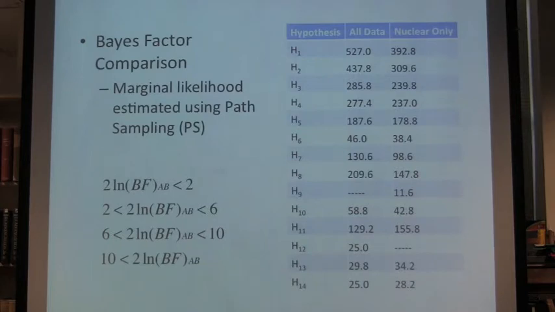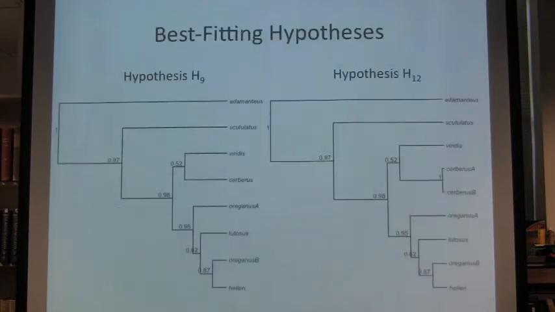So the takeaway point from looking at the numbers in this table is that they're all well above 10. So hypothesis 9 is very strongly favored when all the data are used. Hypothesis 12 is very strongly favored when nuclear data are used only. So let's compare hypothesis 9 and hypothesis 12. Here we can see the species trees inferred under each of those hypotheses. The only difference between these hypotheses is right here. So when mitochondrial data are excluded, there's a tendency to split Cerberus into two putative species.